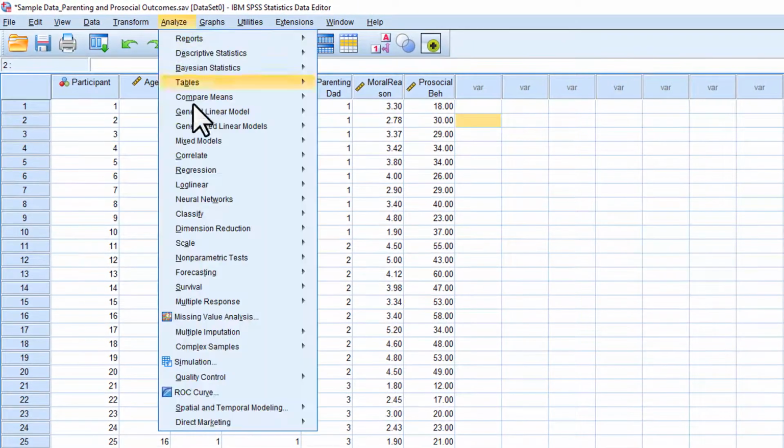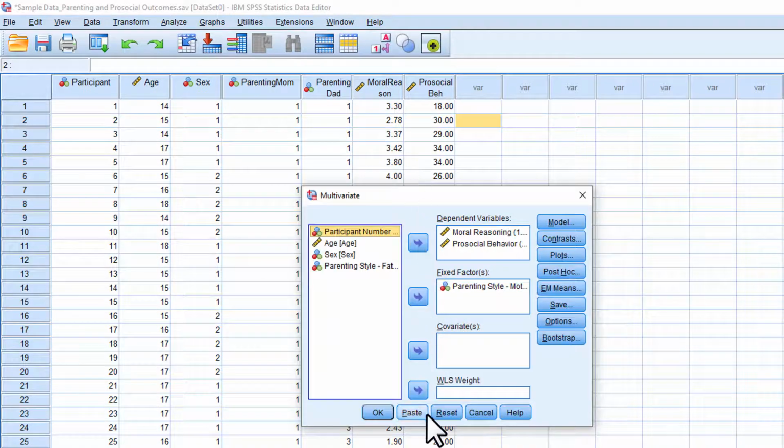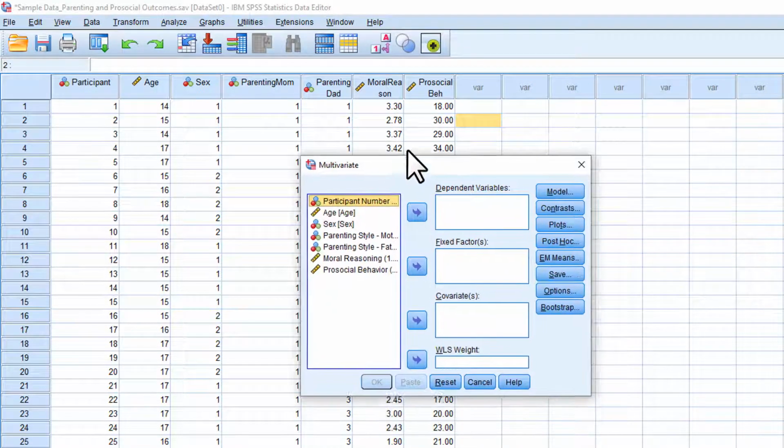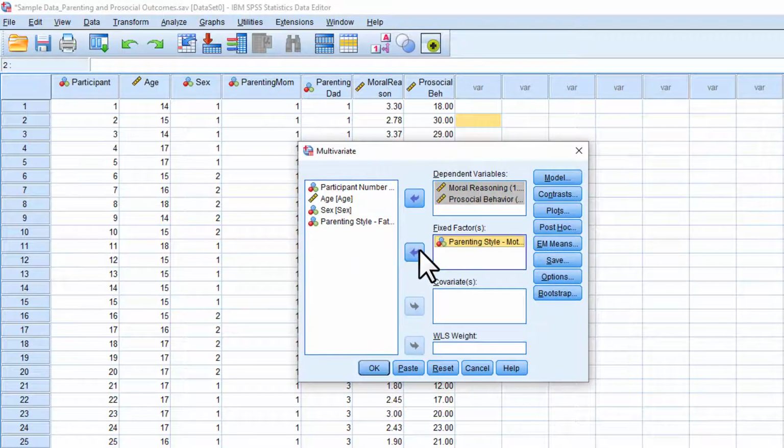To run MANOVA, go to Analyze, General Linear Model, and then choose Multivariate. Select your dependent variables and move them to the dependent variables box, and then choose your independent variable and place it under fixed factors. Essentially, all the choices that we choose here would be similar to running a one-way independent ANOVA.